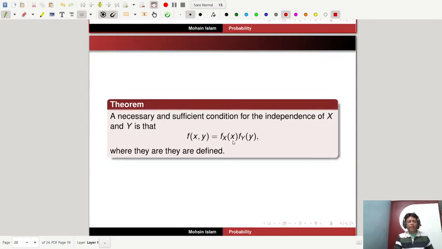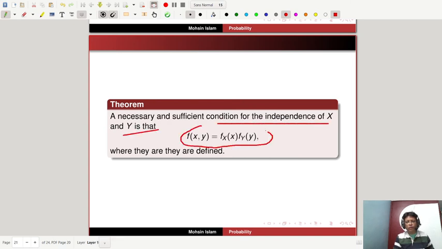Now we can define the necessary and sufficient condition for independence of X and Y. f(x,y) should be the product of f_X(x) and f_Y(y), where f_X(x) is the marginal density function for X and f_Y(y) is the marginal density function for Y.